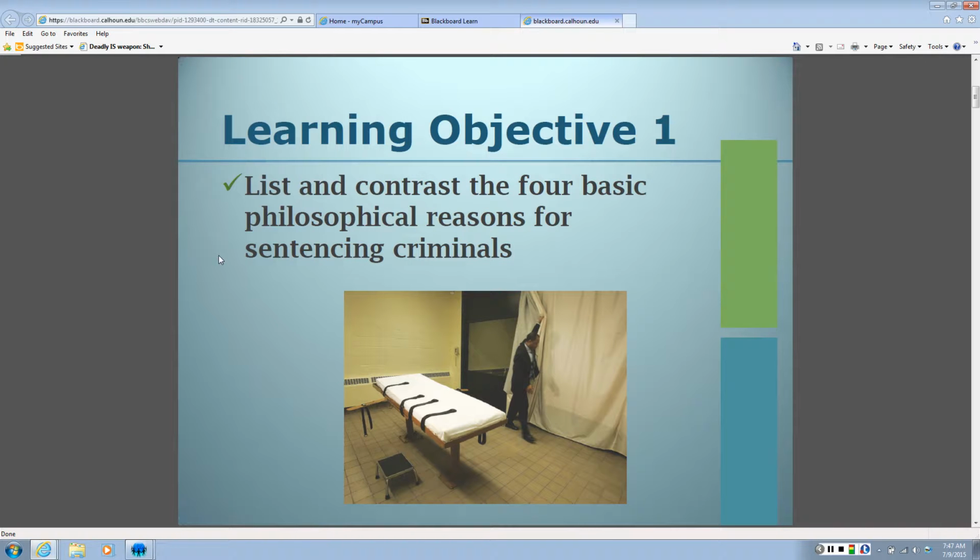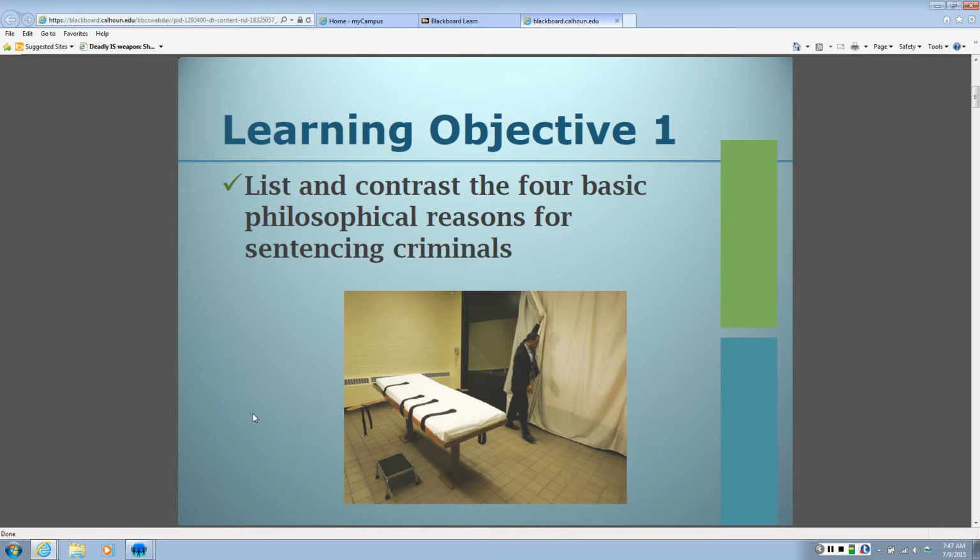And also, you shouldn't be seeing me, but you should be hearing me and seeing the PowerPoint here. As I'm speaking right now, you should be seeing the slide that says Learning Objective 1, list and contrast 4 basic philosophical reasons for sentencing criminals.